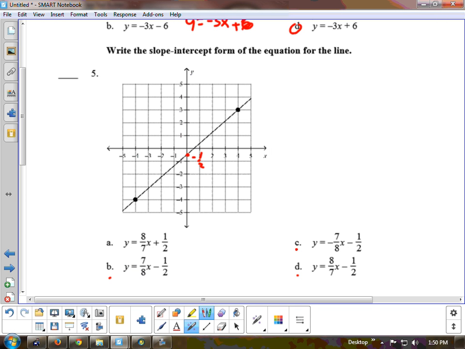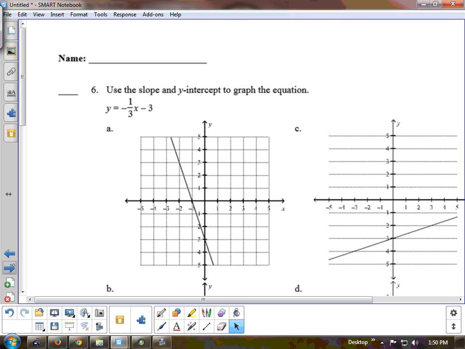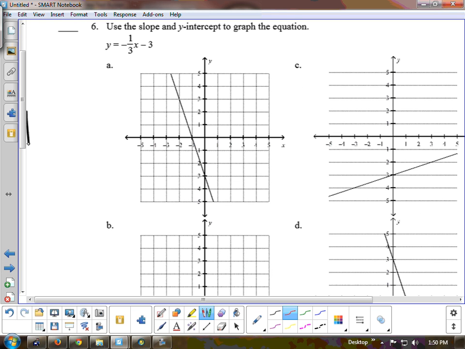Okay, moving on to question number 6. Use the slope-intercept formula to graph the equation. Okay, well, what you have to do with this question is realize that you're going to start. Remember, we said in class y equals mx plus b, as in begin. We're going to begin at -3. So which of these graphs begin at -3 or can go through -3?